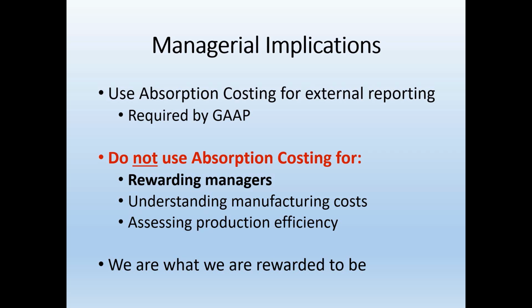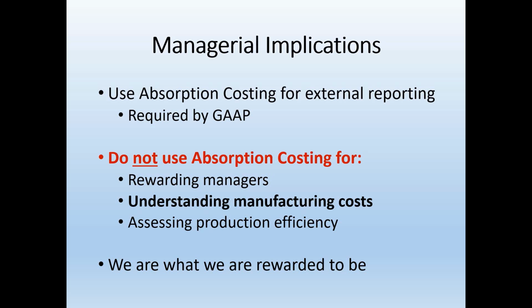Remember that all the manager has to do to increase their income for the period is make extra units and store them as finished goods at the end of the period. This would artificially increase the reported income for the period and might help a manager to get a bonus that they didn't actually deserve.